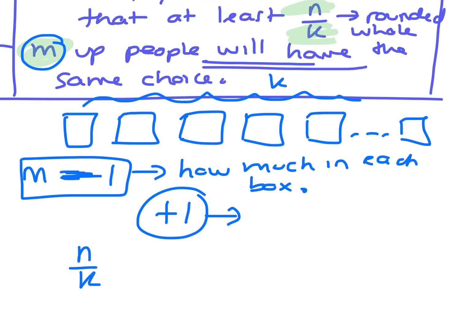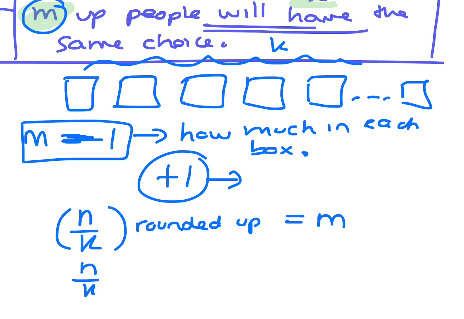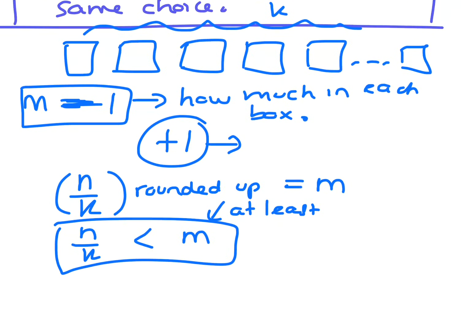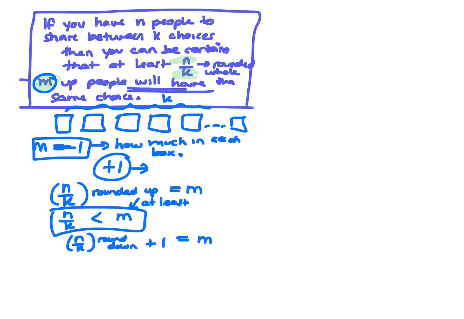But as a rule, n over k will be less than, if you did that and then rounded it up, that will equal what your at least is, or your m. Or if you did the n over k, it has to be less than the at least. Further on that, if you did n over k and rounded down, you just chop the decimal and add 1, that will also give you what your m is. So it's just a matter really of sharing.